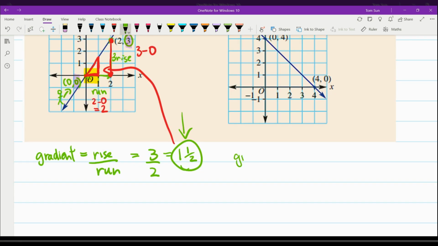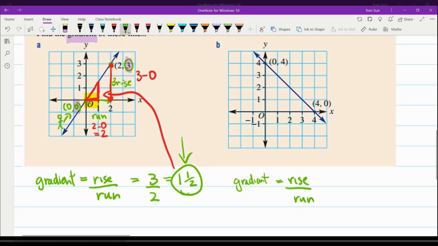Gradient is equal to rise over run. Remember, we're always going from left to right. So going left to right, you should be able to see that this vertical distance from here to here is 4, but however, you're going down by 4. You're not going up by 4, so you're traveling this direction, not this direction going upwards. This time you're going downwards. So this is actually 0 minus 4, okay? Because you're going downwards, it turns into negative 4.